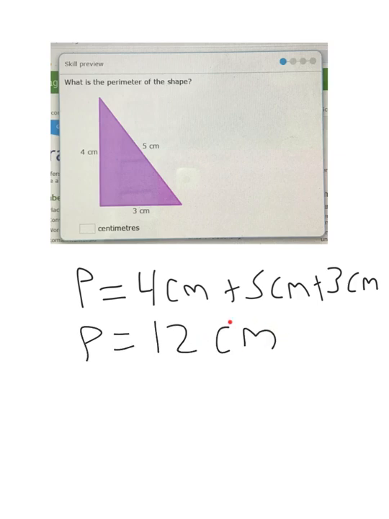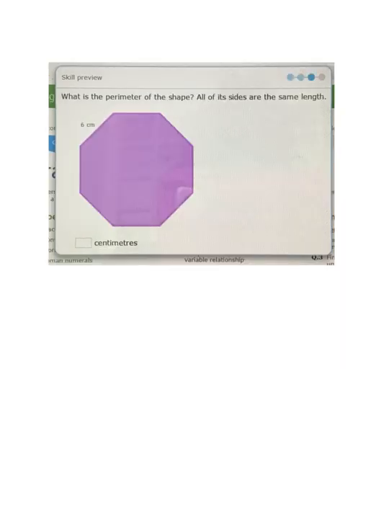Please do remember to put centimeters in there. As we've learned previously, there's a big difference between 12 centimeters and 12 meters. And if you don't have a very understanding teacher, they will mark you wrong for forgetting that or writing the wrong thing. So here we have an octagon.